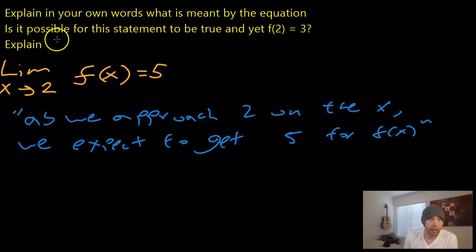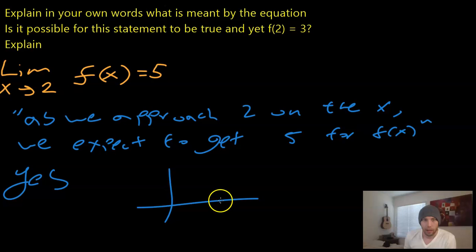And so it says, is it possible for the statement to be true and yet f of 2 equals 3? Yes, it is. Let's give an example. So you have a little picture, and the x value we care about is 2. We're going to look at a function that, as it goes towards 2, looks like it's hitting 5. And say we're approaching and we go up, okay, it looks like we're going to hit 5. And then it's continuous, so it looks the same from the other direction. They both look like they're going towards 5.